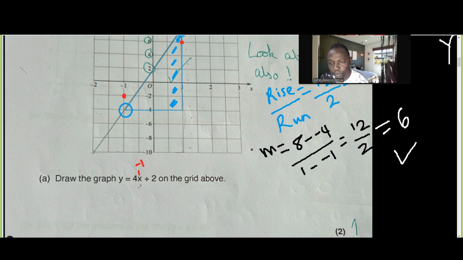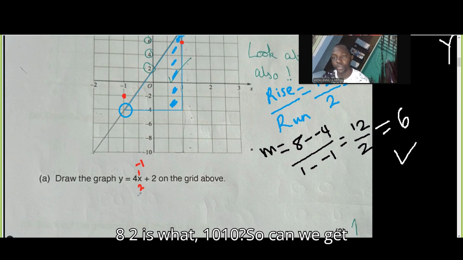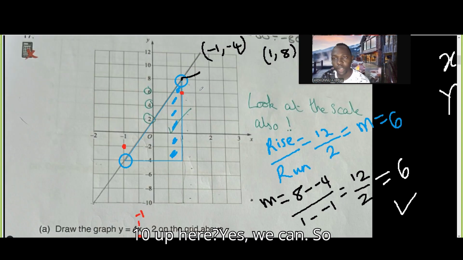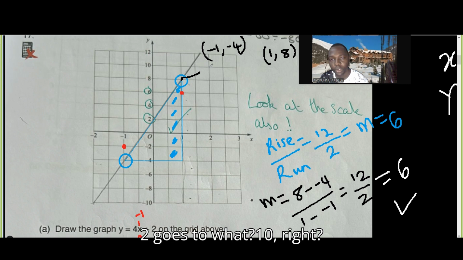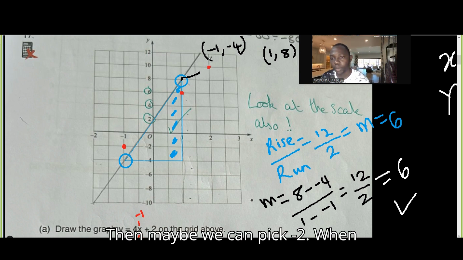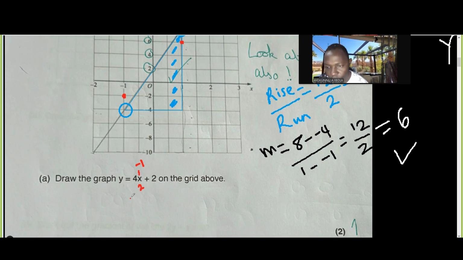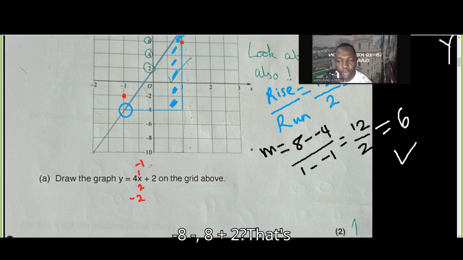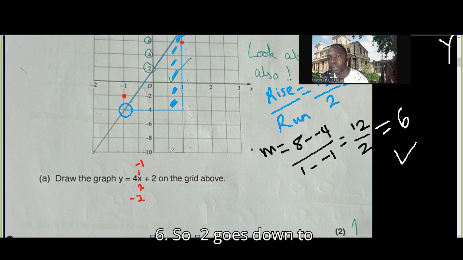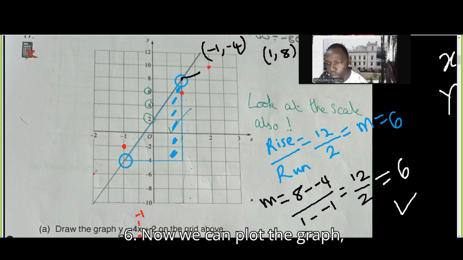When x is 2, what is y? 4 times 2 is 8. 8 plus 2 is what? 10. So can we get 10 up here? Yes, we can. So 2 goes to 10, right? Then maybe we can pick -2. When x is -2, then what happens? 4 times -2 is what? -8. -8 plus 2, that's -6. So -2 goes down to -6.